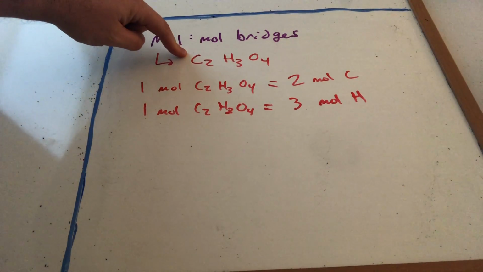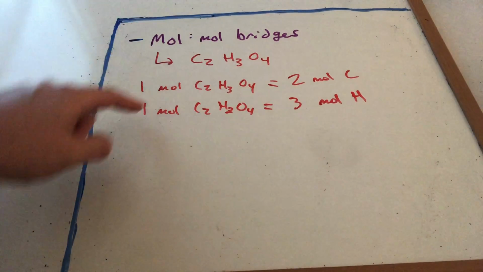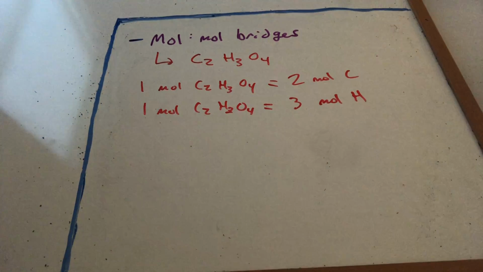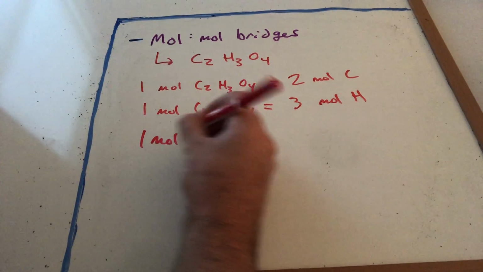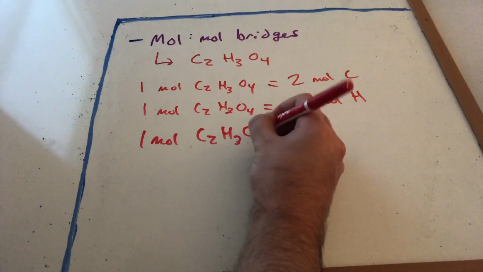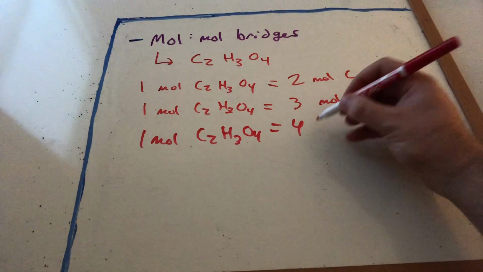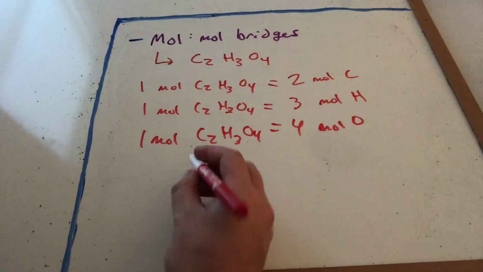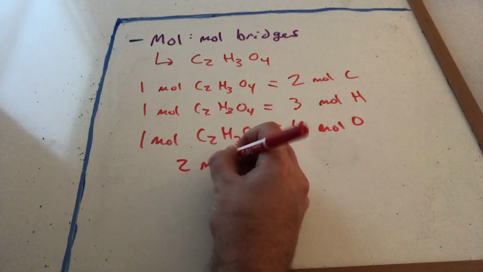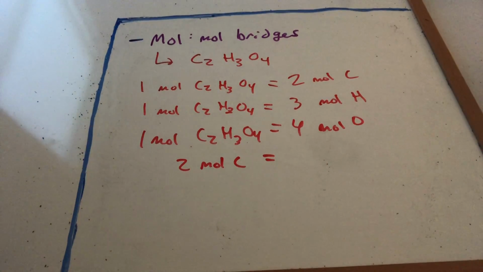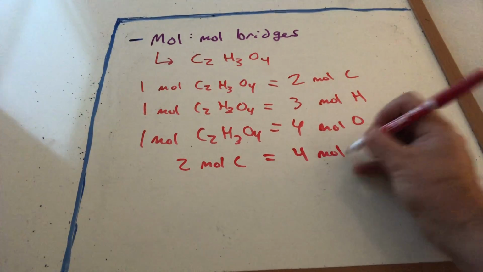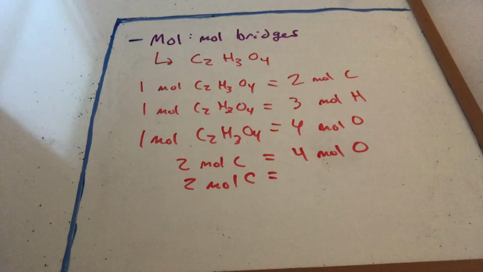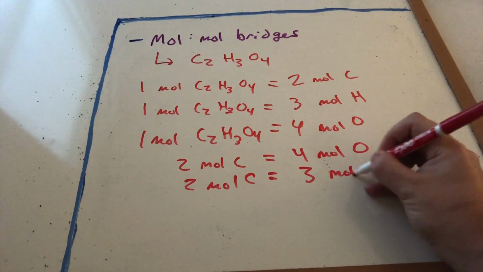If I look at this one molecule, how many H's are there? 3. So if I look at a mole of that molecule, we'll have that same number of moles of H. For every 1 mole of C2H3O4, there's going to be 4 moles of O. And then inside this molecule, we could also build bridges. For every 2 moles of C inside this molecule, there are 4 moles of O. And for every 2 moles of C in this molecule, there are 3 moles of H.